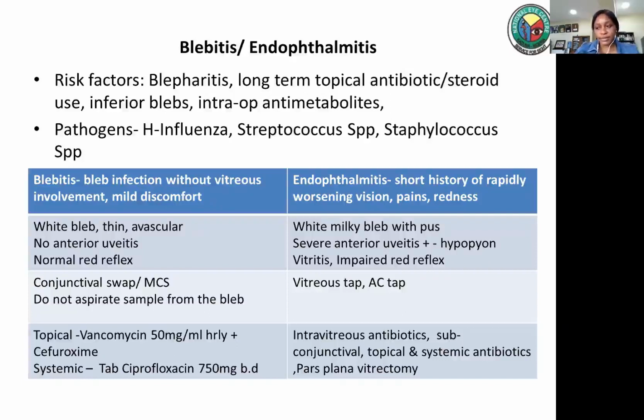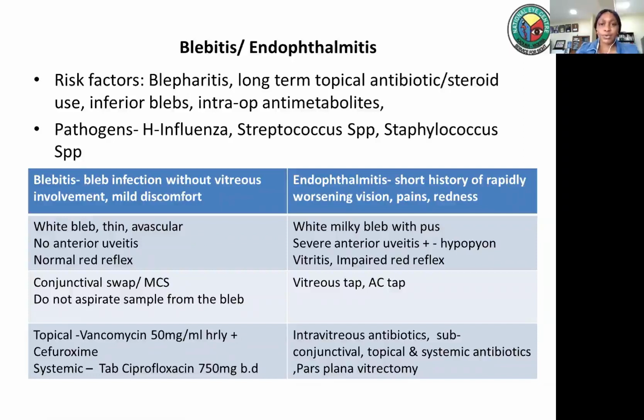So you start empirical antibiotics, and then when the investigation results come out, you change to the ones the organisms are sensitive to. Here too, you give the patient intravitreal antibiotics, subconjunctival antibiotics, topical and systemic antibiotics, and depending on how bad it is or how virulent the organisms are, a pars plana vitrectomy must be done.